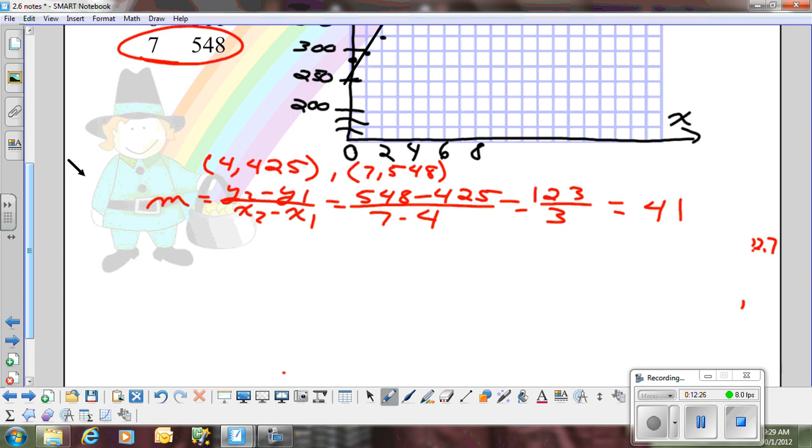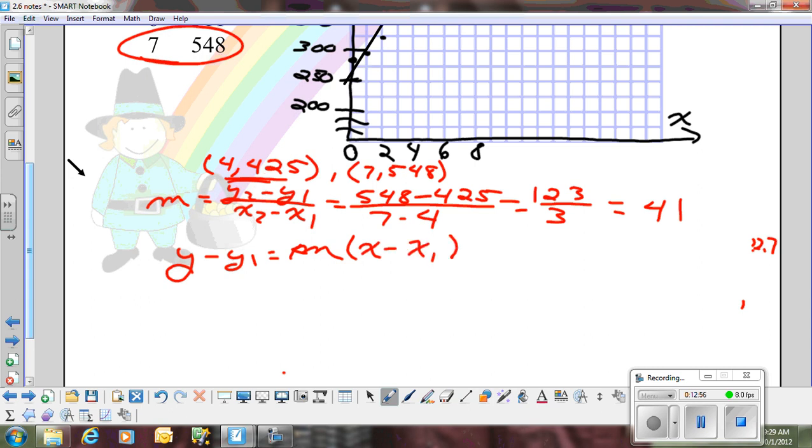Now, not all of these will come out even. You can write these in decimals today. If you get a decimal, I want you to write it to 2 decimal places, nearest hundredth. Okay? So, now I want to write an equation, remember. I have my m. Pick either point. Let's say that. Okay, so I have y minus y1 equals m times x minus x1.